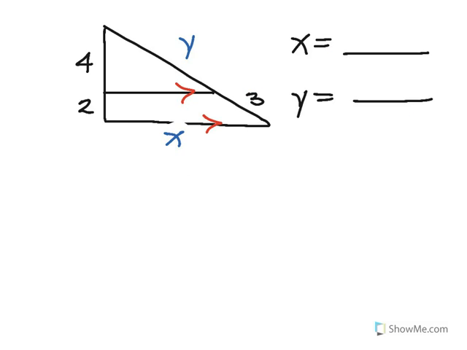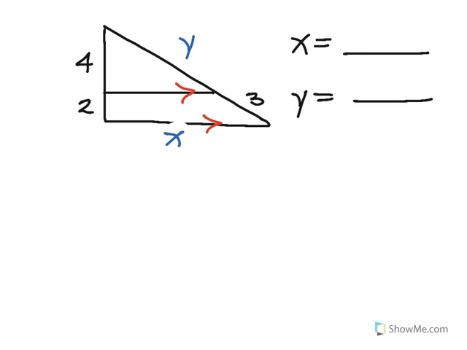Okay, in this next example, we're going to use some proportional reasoning to solve for missing segments x and y. And what we really have here are two triangles, and the question is, are they similar? And if they are, we can use our proportional reasoning. And in fact, they are.